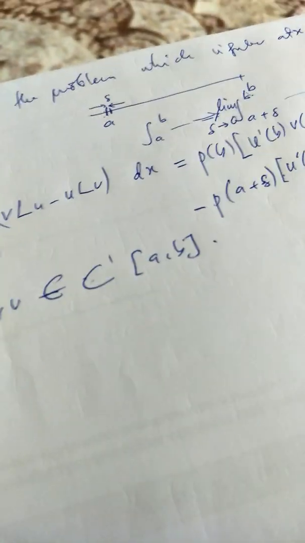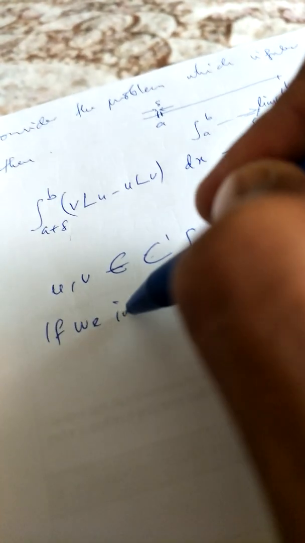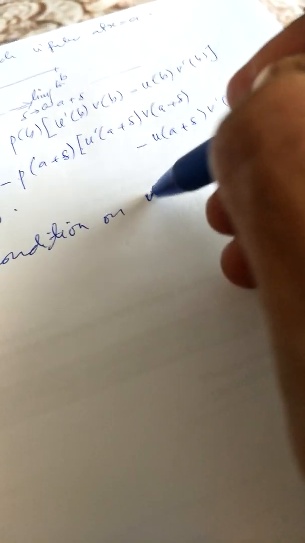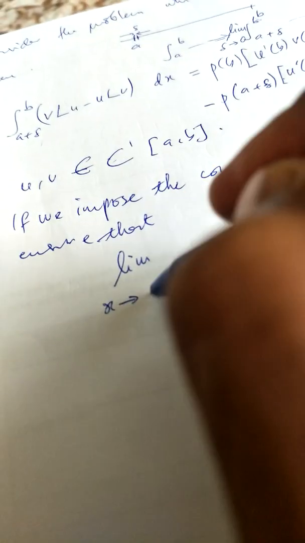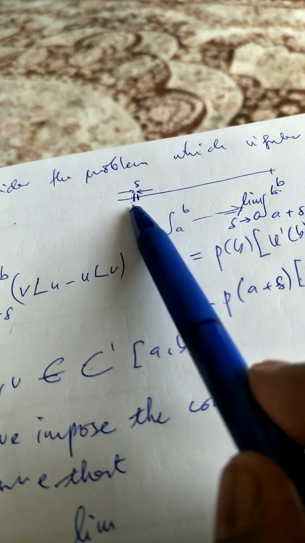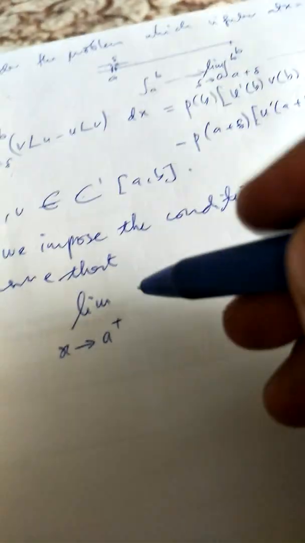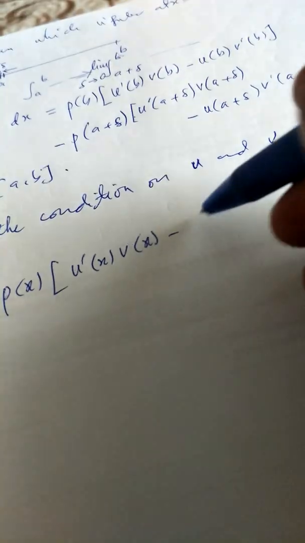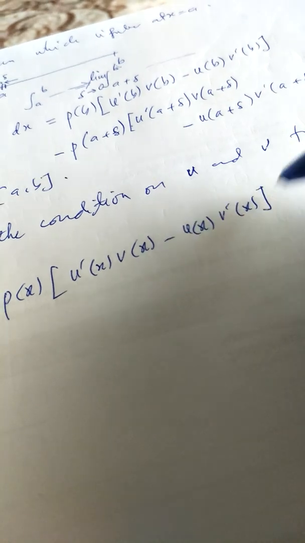Okay, so we impose the condition on u and v to ensure that the limit as x approaches a from the positive side, so if you look at our interval here, as x approaches a from the right, we have p(x) times (u prime(x) v(x) minus u(x) v prime(x)) equal to 0.